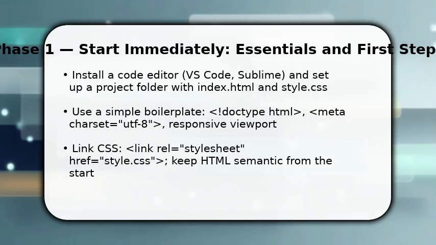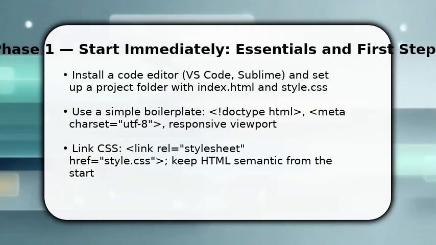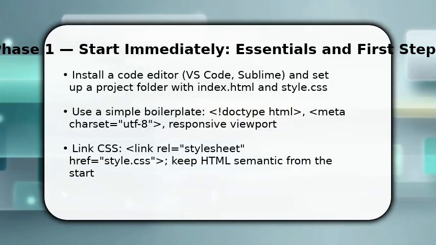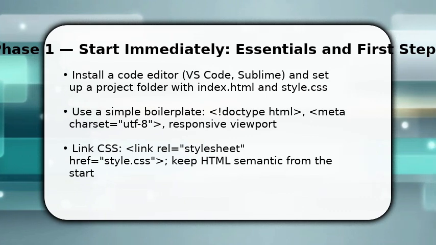You begin by preparing only what you need. Install a code editor and create index.html plus style.css in one project folder. Next, write a minimal boilerplate so the page renders predictably across browsers. Once done, add semantic HTML elements, header, nav, main, footer, so structure is clear. Then link your style sheet with a rel attribute and check the page in a browser. This early discipline prevents messy rewrites and makes styling predictable as you build components.